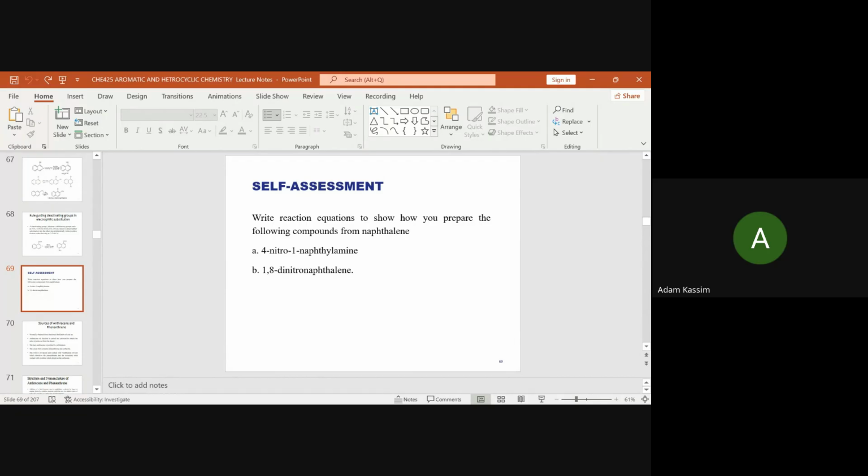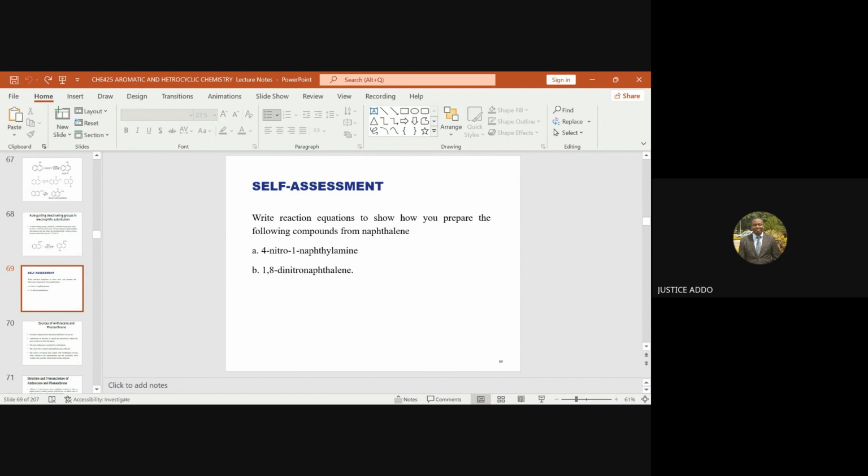Yes, Doc, we're having a challenge. Please, what's your problem? Do you know the structure of naphthalene? Yes, please. So please draw the structure of naphthalene. When you are done, let me know. Okay, I've done that.